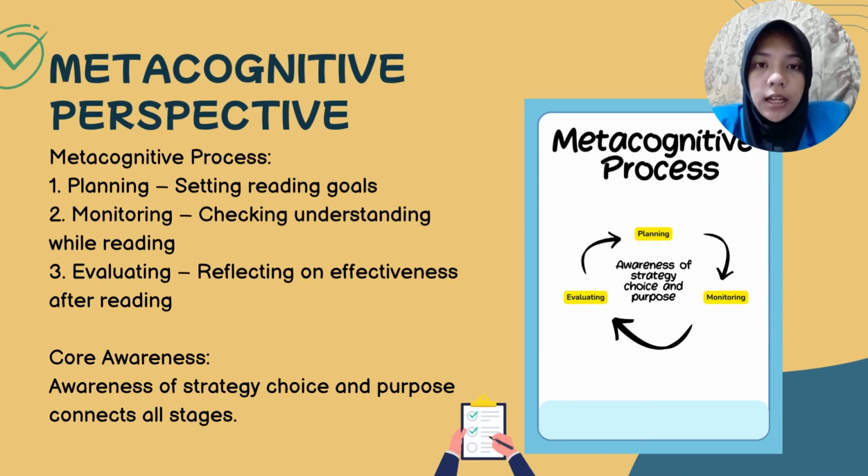From a metacognitive perspective, effective reading involves three stages. First one is planning, and then monitoring and evaluating. Awareness of strategy choice and purpose connects all of these stages. It means that students must be conscious of which strategy they are using, skimming or scanning, and why they are using it. In the study by Saijao, students demonstrate performance but little evidence of this metacognitive awareness.